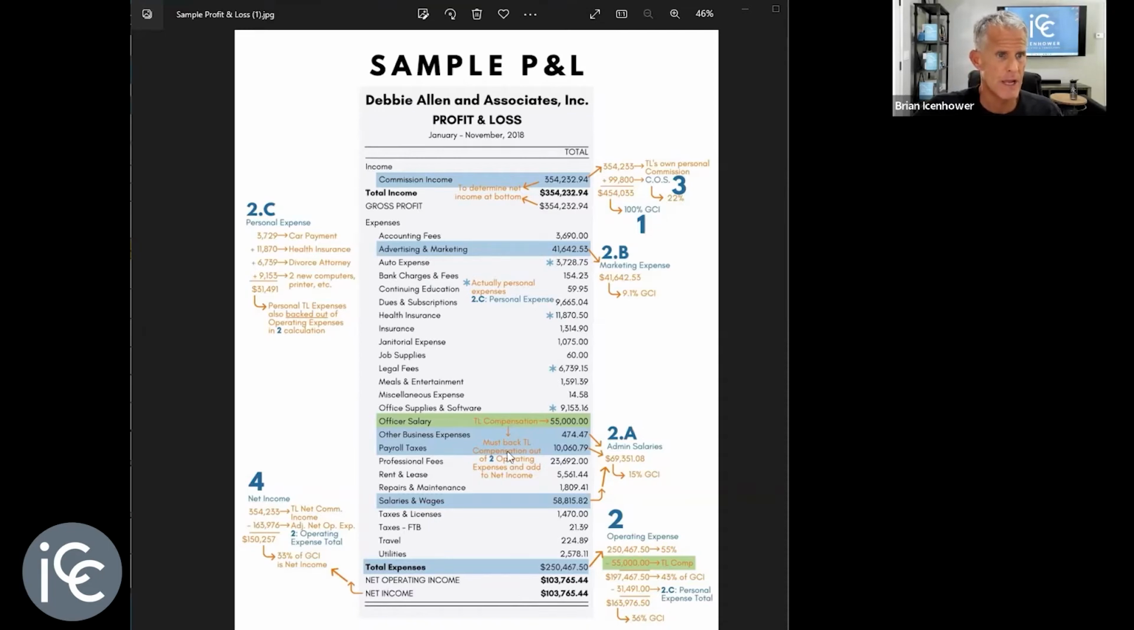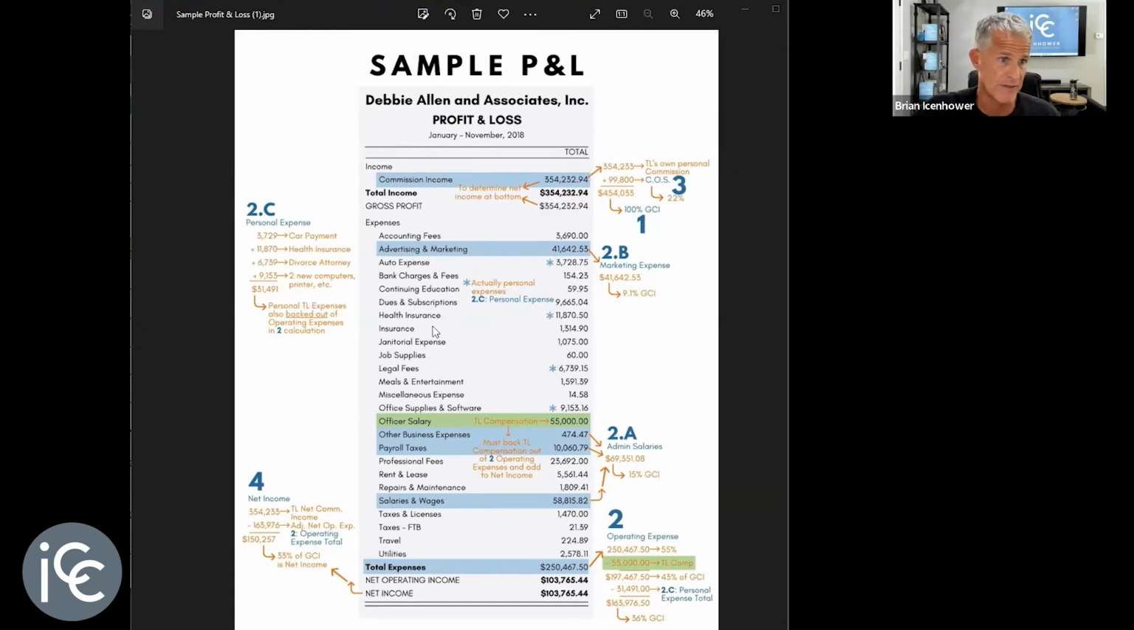Then we're going to go up here after we back out the TL compensation, and we take a look and try to calculate the admin salaries, because that's a big chunk of the operating expenses. Then we're going to go up here to marketing expenses and take a look at those. Okay. Your marketing expenses, this advertising and marketing are all together.